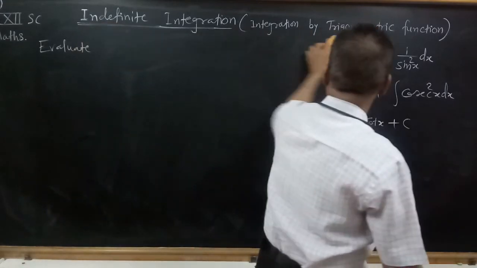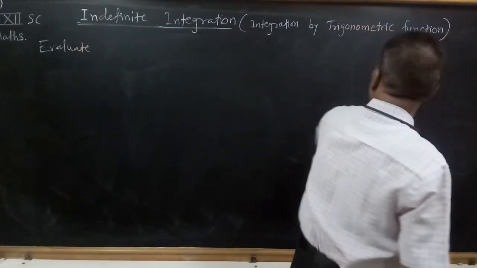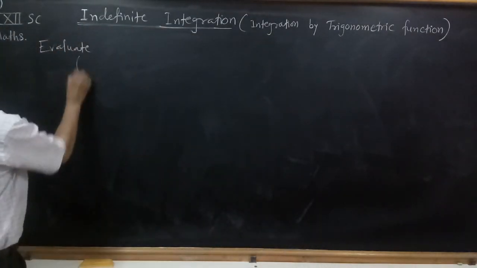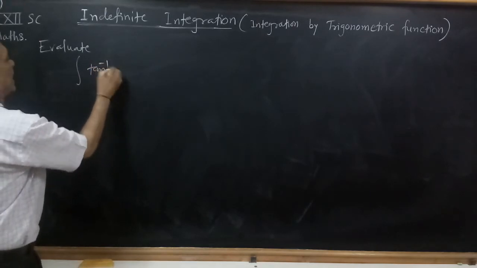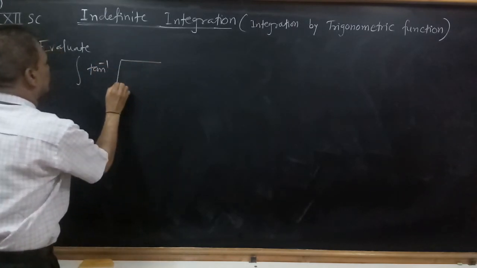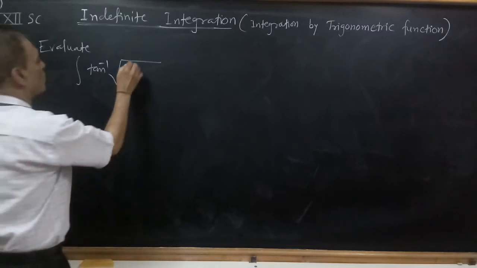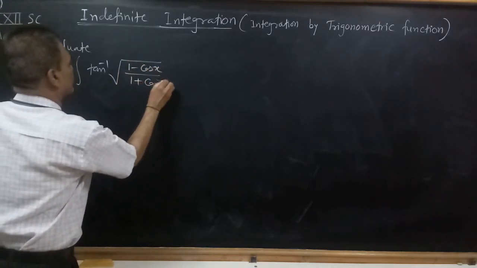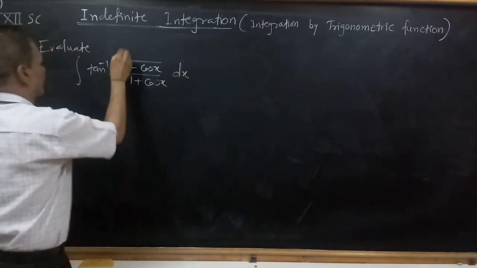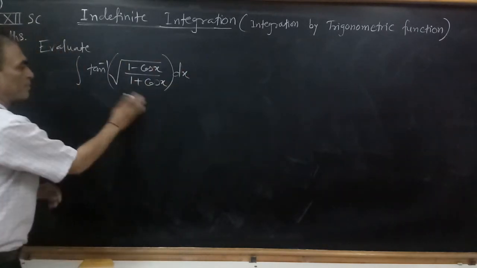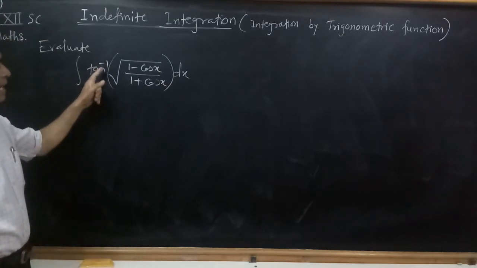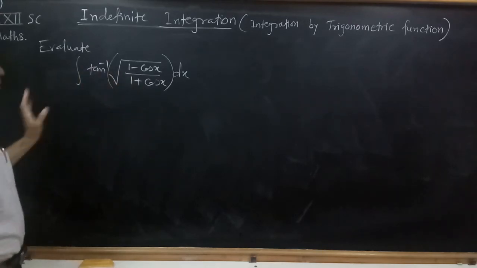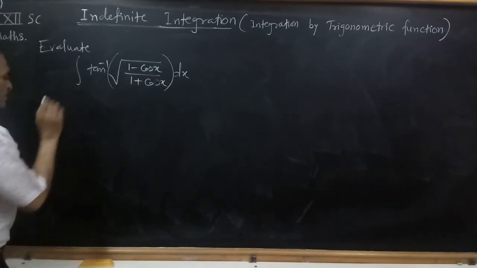The question is like this. Evaluate integration of tan inverse of under root of 1 minus cos x divided by 1 plus cos x into dx. Here the angle of tan inverse is this quantity. Okay. In this case you can solve it.